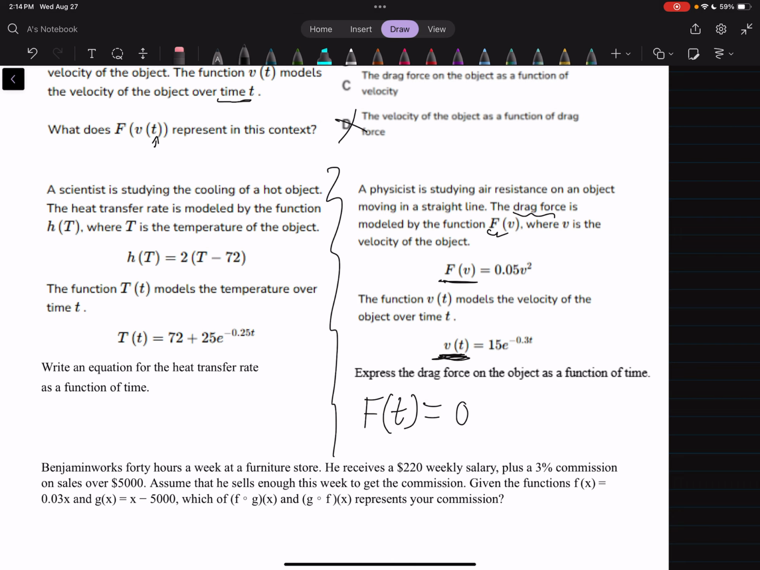So 0.05 parenthesis. Why parenthesis here? This is the location of the v in the first equation. So parenthesis, 15e to the negative 0.3t power, close parenthesis, and include my square from the original function. All right, there is that finished.